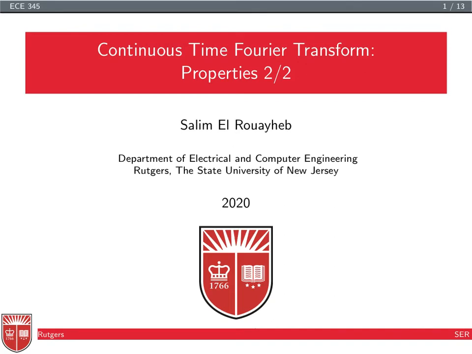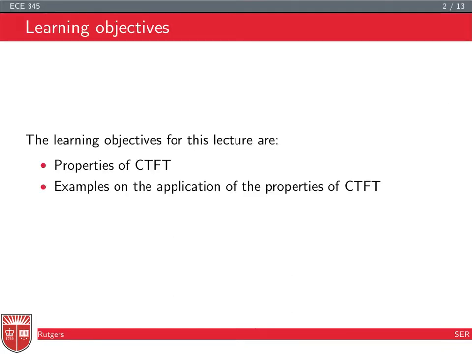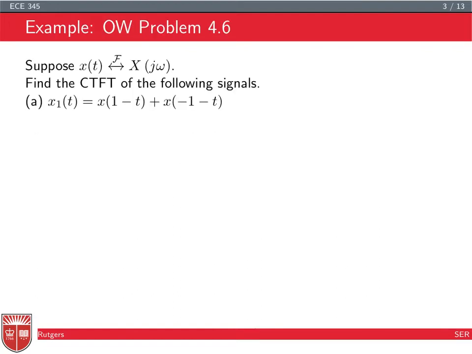In this lecture, we will continue our talk about the properties of the CTFT. So we'll go over more properties of the CTFT and work some examples. Let's start with the first example here, which asks to find the CTFT of a signal x1 of t, which is a function of another signal, x of t. So x1 of t is x of 1 minus t plus x of minus 1 minus t.